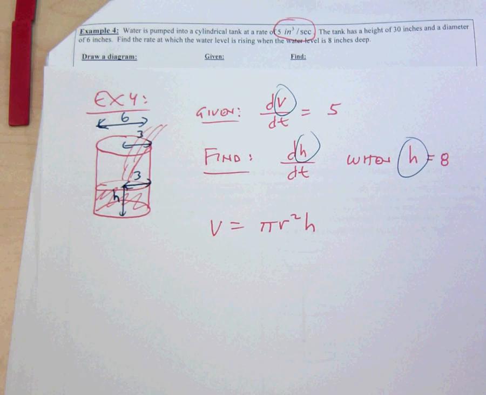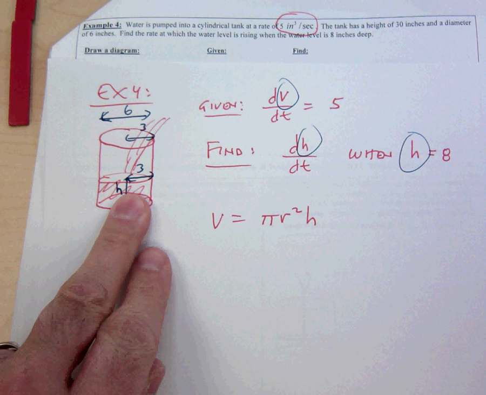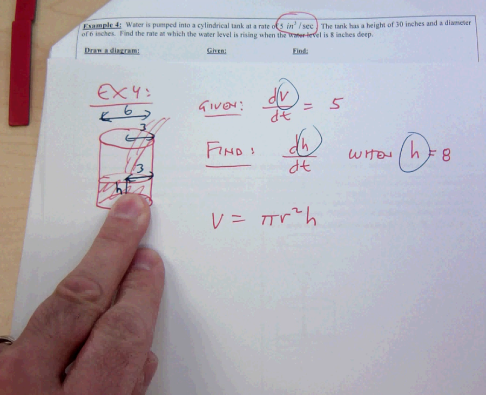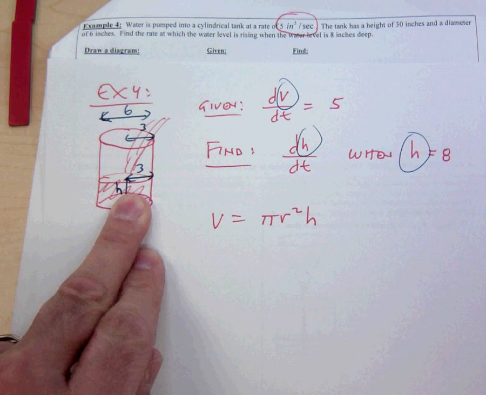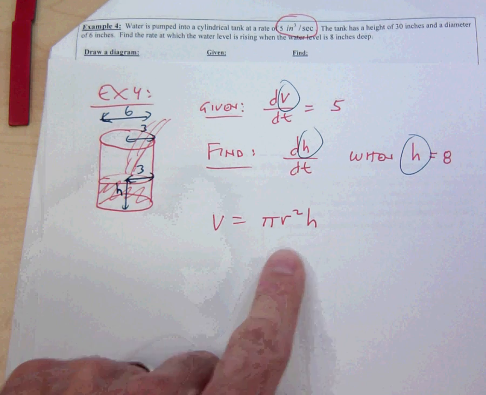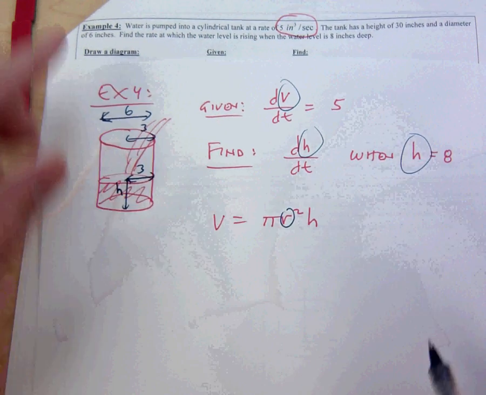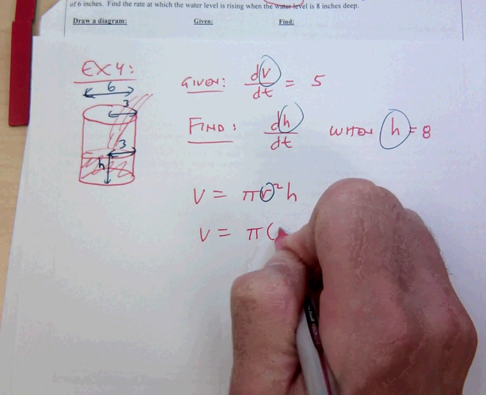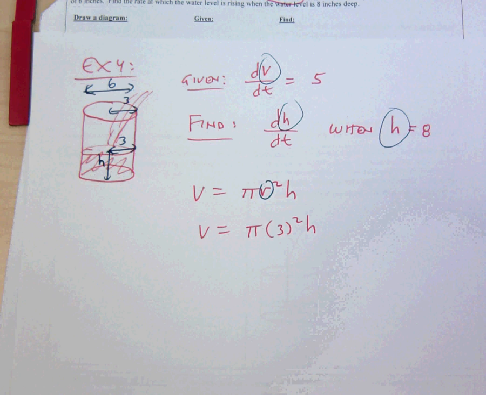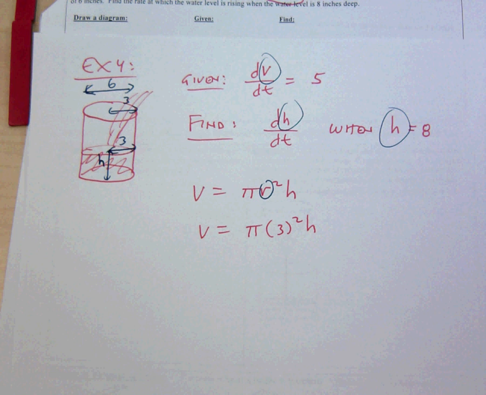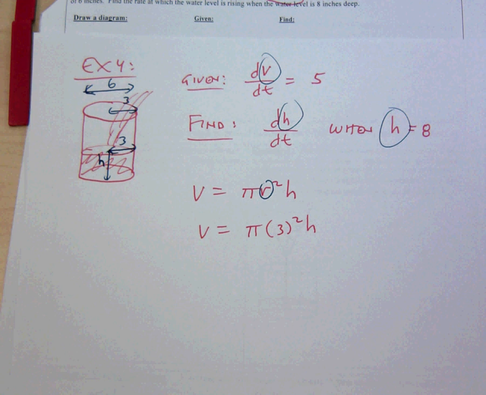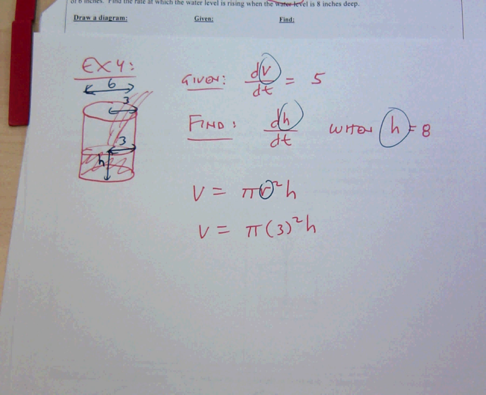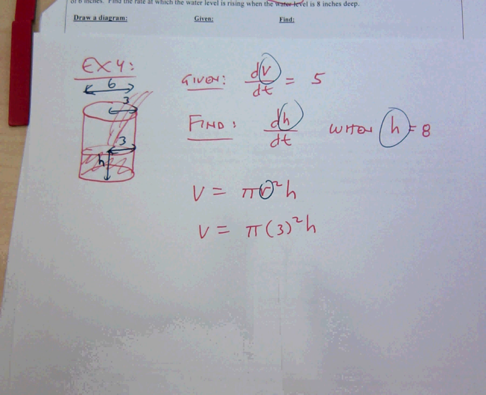And so R is not a variable here, is it? Like it was on a cone. On a cone, R changes. On a cylinder in this problem, it doesn't change. So guess what I can do right at the beginning before I differentiate? I can put in a 3 there before I do anything. If R was changing, I could not put in that 3 until after I differentiate, but in this case, R is a constant, so I can put that in right at the beginning.